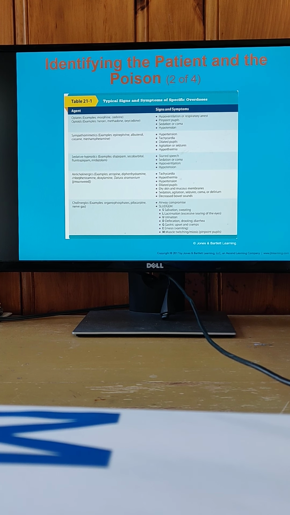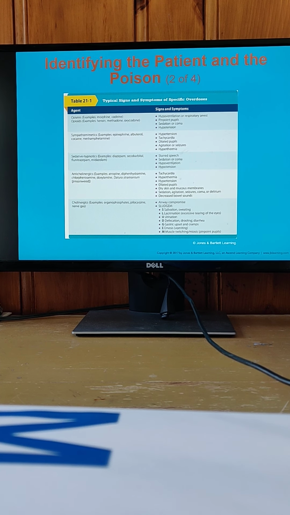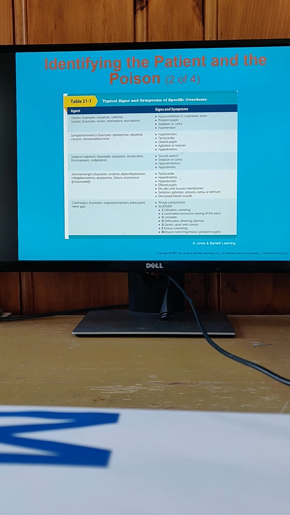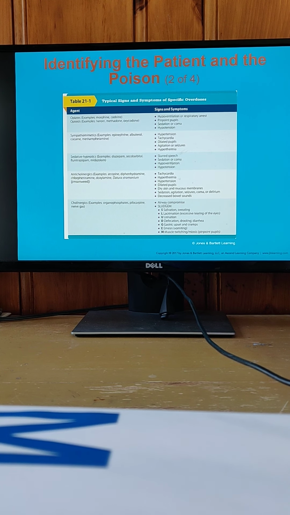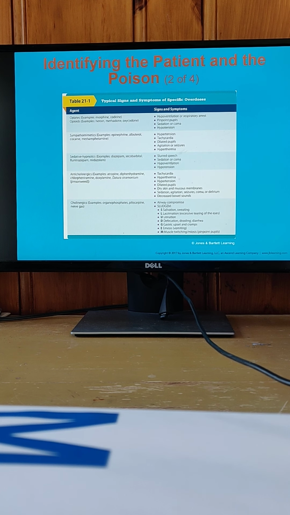And again, scene safety. If at any point in time you feel the scene is not safe, you are to leave that scene immediately, drop your equipment, get out of there, or take your equipment with you if you can, and wait for police to arrive on scene to secure the situation. You never know what you're walking into, especially when it comes to poisons, because you don't know what type of poison it is.